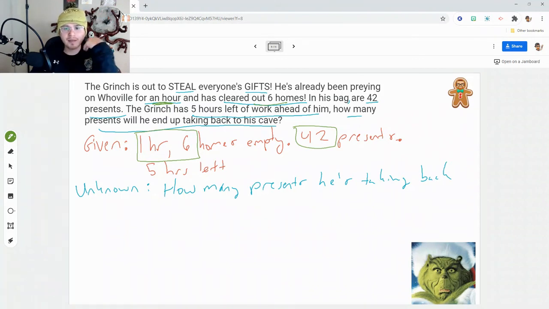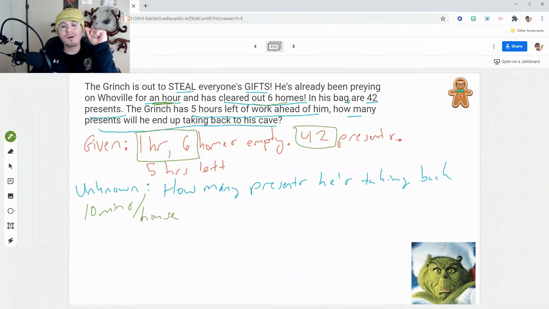So we have to make some assumptions here, and that's part of what being a mathematician is: taking your information and making an assumption. Now, you have to prove it and back it up, but sometimes you have to go out on a limb. So what I'm seeing is that it takes 1 hour to do 6 homes, or 10 minutes per house.